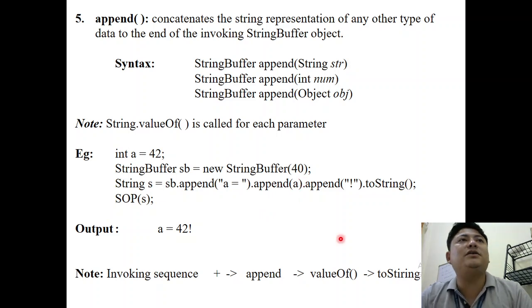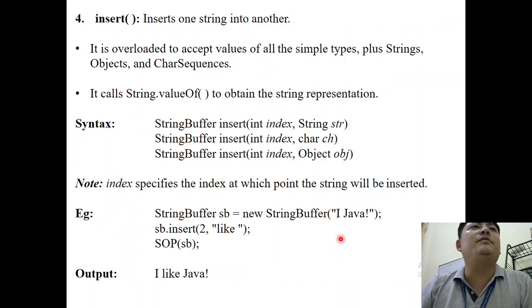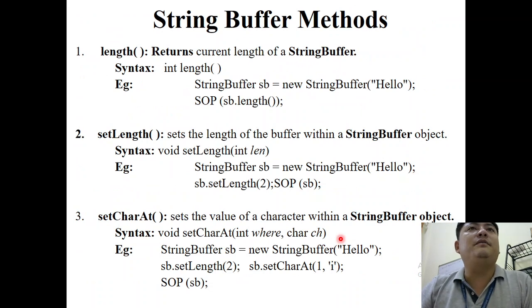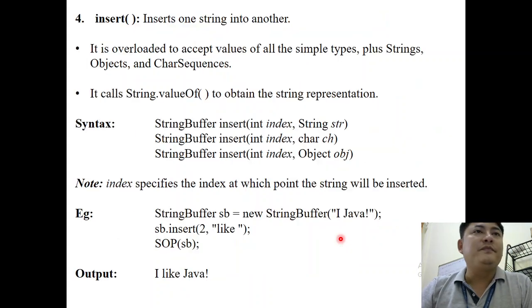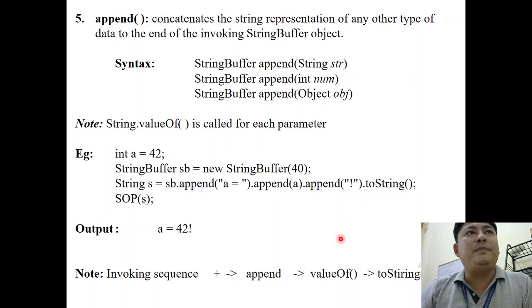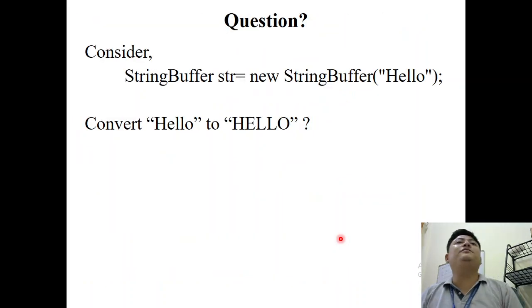So that's all about some of the common methods of StringBuffer. We have discussed how to calculate the length of the string and how to set the length of the string. By setting the length, you can truncate or extend it. Then you can insert a character at any location depending upon the index value, insert one string into another string, and then append. That's all for today.